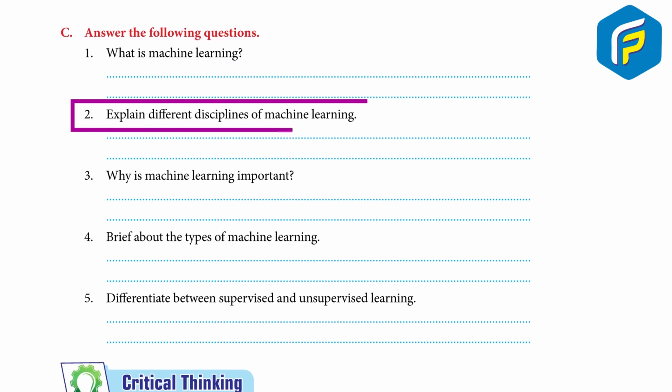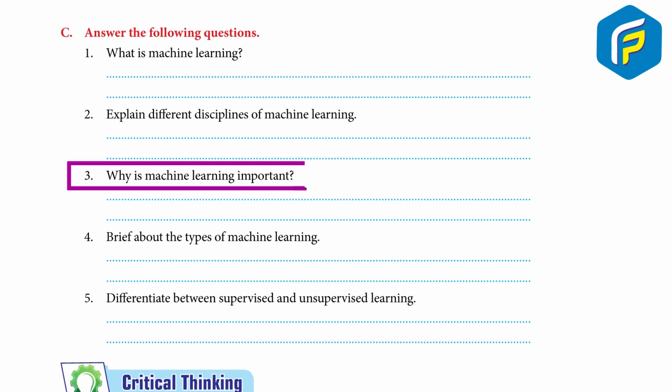2. Explain different disciplines of machine learning. Answer: the disciplines of machine learning are as follows. 1. Statistics. 2. Psychological models. 3. Evolutionary models. 3. Why is machine learning important? Answer: machine learning is important to improve the ability of a machine to assist people more effectively in different tasks.